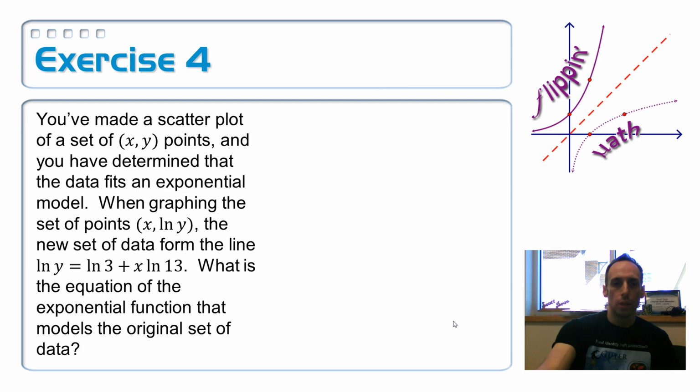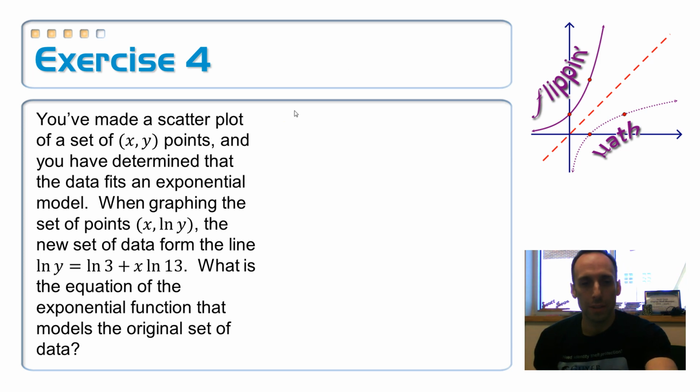Okay, so let's tie that together then and say we've just made a scatter plot of the points x, y, and we've determined that it fits an exponential model. So when we graph the set of points x, natural log of y, here's the equation that we get: the natural log of y is equal to the natural log of 3 plus x times the natural log of 13. I want to know what is the original exponential function that goes with that set of data.